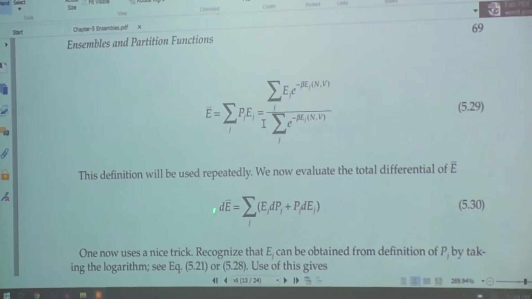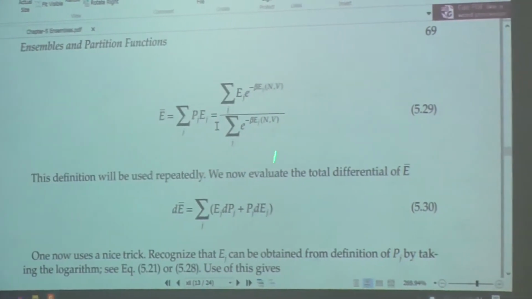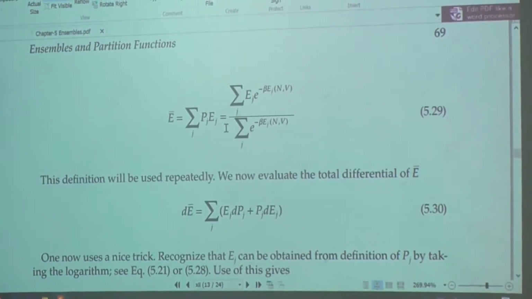Okay, so this is the average energy. Now I take the differential, exactly what I did before. I take the average E of that and then I put that. Then you can understand and then tell me what will be the next step.